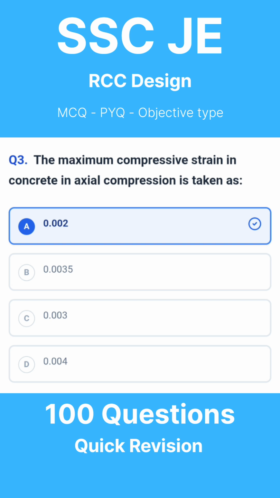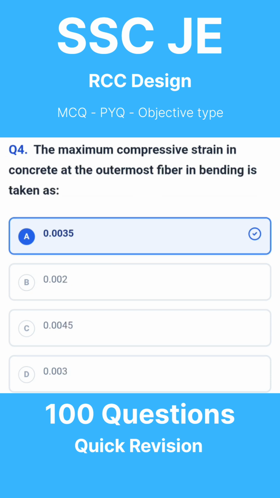Question 3. The maximum compressive strain in concrete in axial compression is taken as. The correct answer is 0.002. Question 4. The maximum compressive strain in concrete at the outermost fiber in bending is taken as. The correct answer is 0.0035.